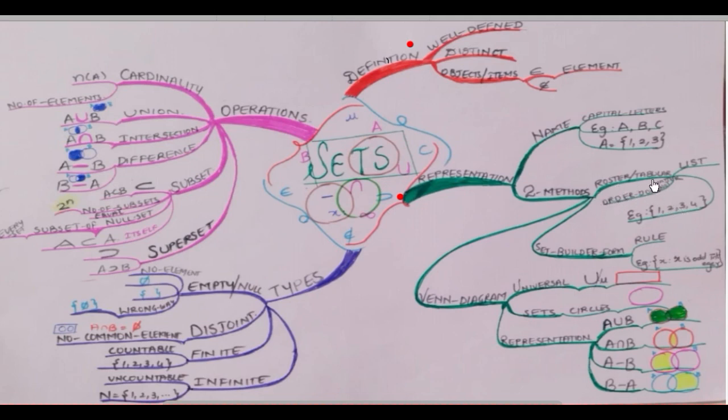The first one was roster form. Then coming to the set builder form. What is set builder form? This is also a way of representing sets, and in this we do not list out the elements. What do we do then? We give the rule. In this example, you read it as x such that x is an odd integer, like an odd positive integer, suppose. Then it will be 1, 3, 5, 7 like that.